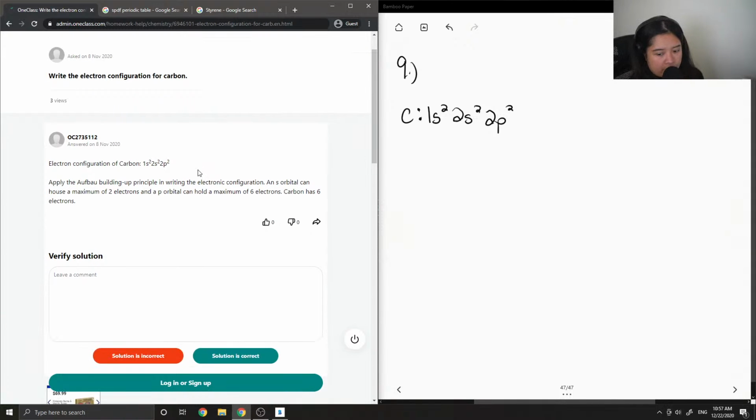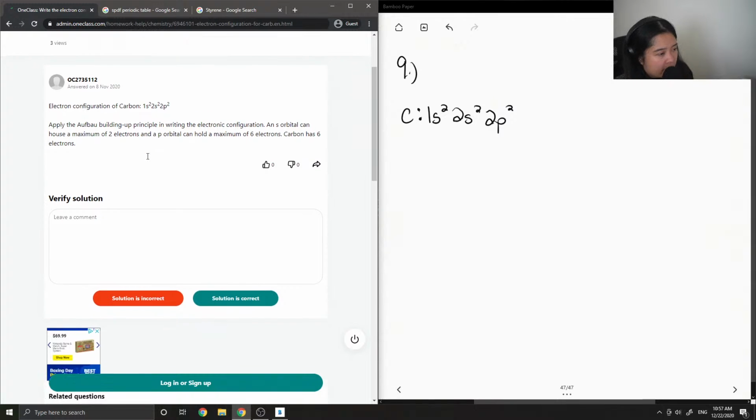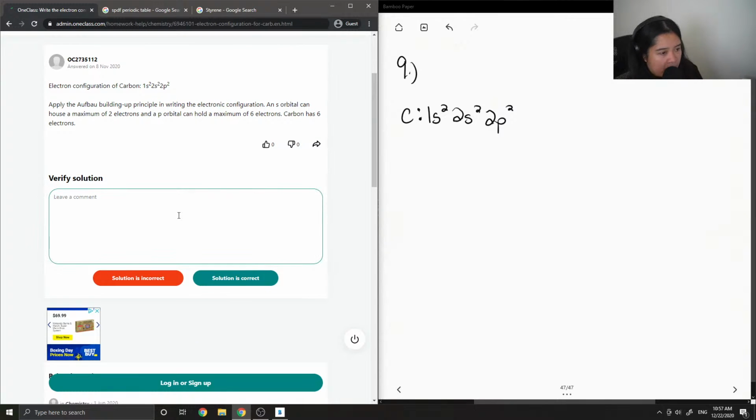And the junior tutor said, electron configuration of carbon, 1s2, 2s2, 2p2. Apply the Aufbau building up principle in writing the electron configuration. An s orbital can house a maximum of 2 electrons, and a p orbital can hold a max of 6, and carbon has 6 electrons in total. Yep, so this solution is correct.